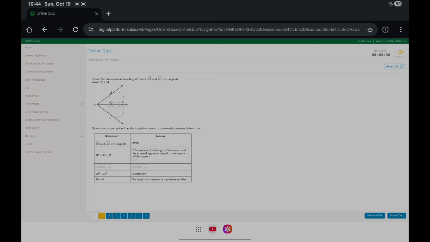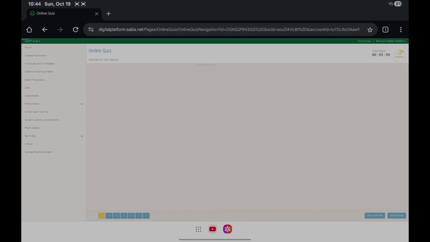So what we're trying to prove here is that tangent SB is equal to tangent SA. Alright, so the next statement will be SA squared equals SC times SI. It'll be the same reason.